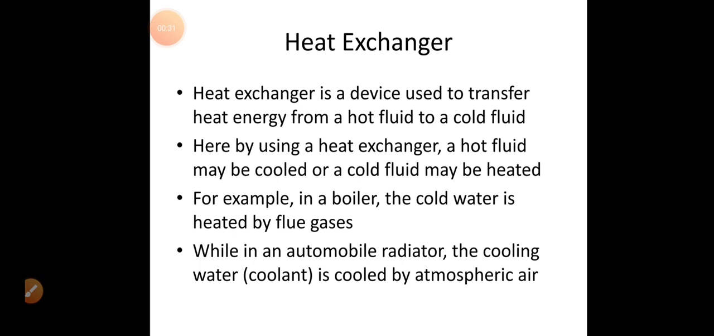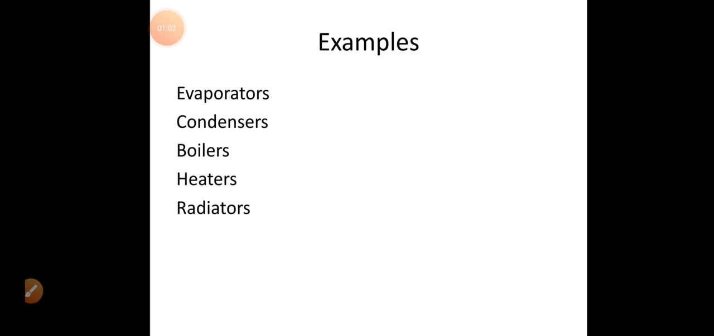For example, consider a boiler in which the cold water is heated by flue gases. Here, the heat energy of the flue gas is transferred to the cold water by using a heat exchanger, which is called as boiler. Another example is the radiator used in an automobile. Here, the heat energy from the cooling water is transferred to the atmospheric air by a heat exchanger, which is called as radiator. Okay. Various examples of heat exchangers are evaporator, condenser, boiler, heater, radiator, etc.